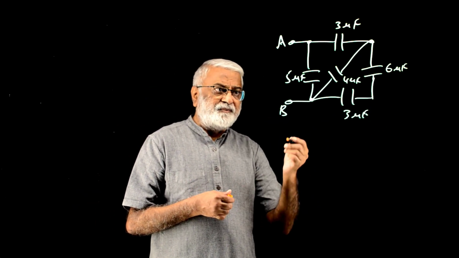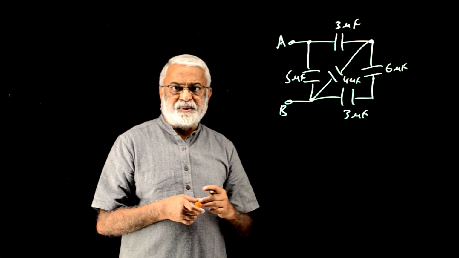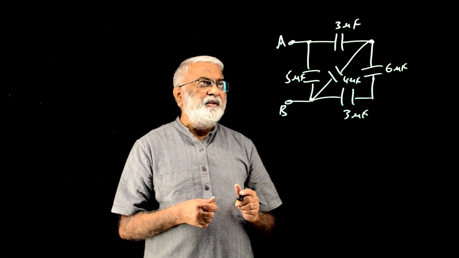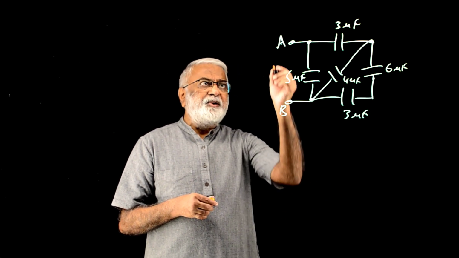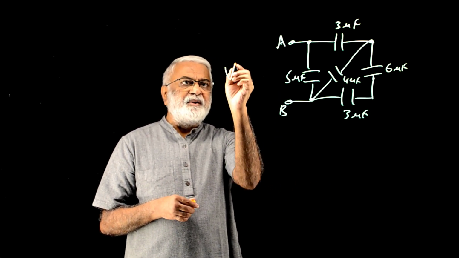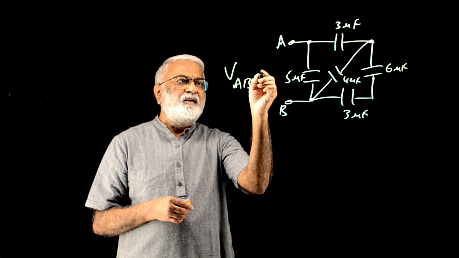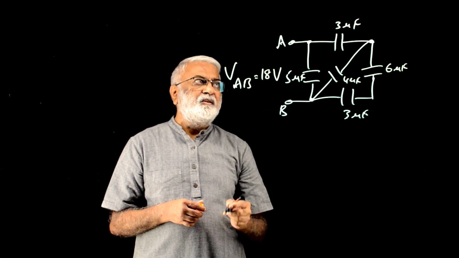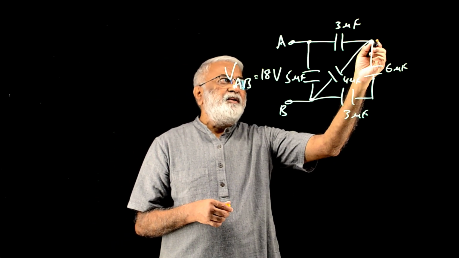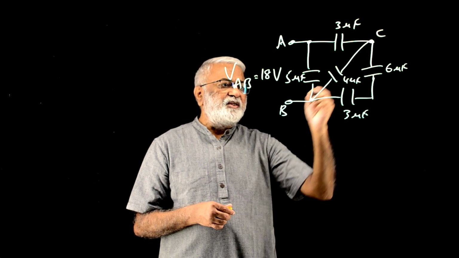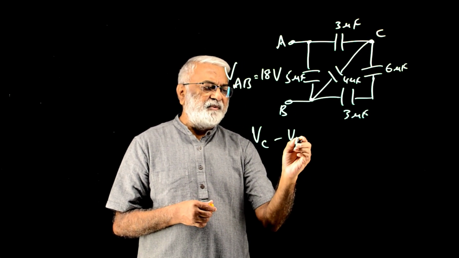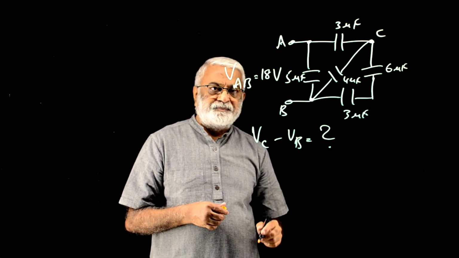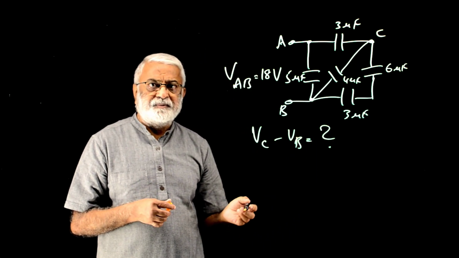That's one thing. Well, you found the equivalent capacitance that came to 7 microfarad, right? Another question that could be asked here is, say, suppose the potential between A and B, that is VAB, is say 18 volt. Say, what is the potential difference between C and B? What is VC minus VB? So we want VC minus VB. How do you work that out?